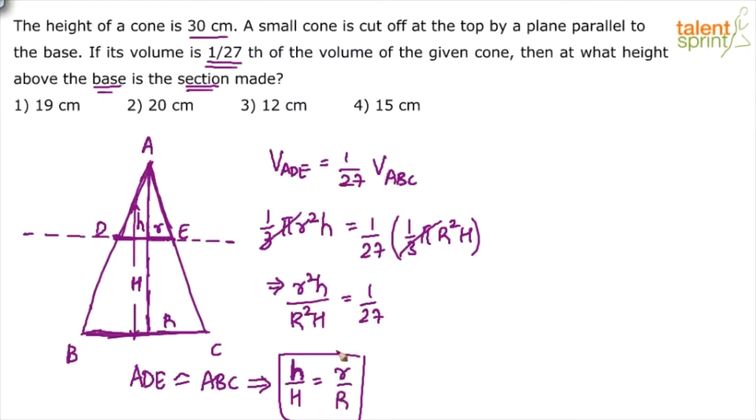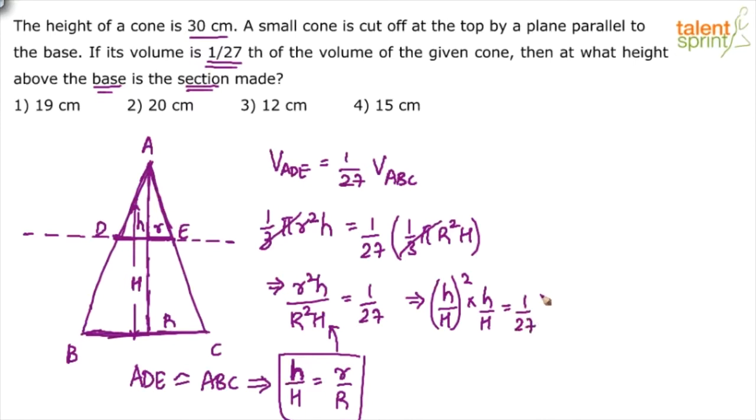Now, use this in the above equation. Use the ratio, the proportionality that we have got, in the above equation. So, what happens? Substitute r by R equals h by H. So, what do we get? r by R, this is like r by R whole square. So, I can say h by capital H whole square into h by capital H equals 1/27.